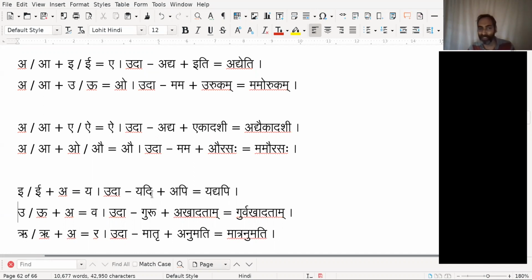So this is a very common thing we have used. Yadi plus Api. Yadi Api. That's how it is. Many times you have seen this Vakara and other things coming there and we say, how come? So this is the rule, because of that it comes.